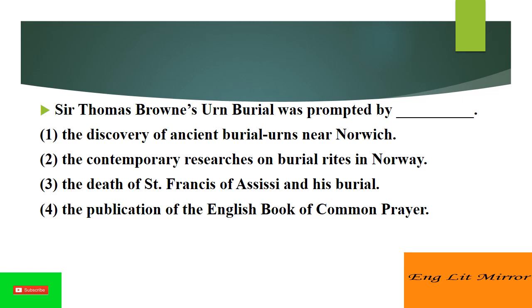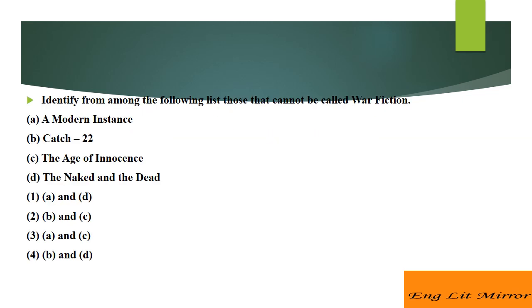Sir Thomas Browne's Urn Burial was prompted by? Answer is option 1, the discovery of ancient burial urns near Norwich. Identify from among the following list those that cannot be called war fiction. Answer is option 3. That means A and C. A is A Modern Instance. C is The Age of Innocence.